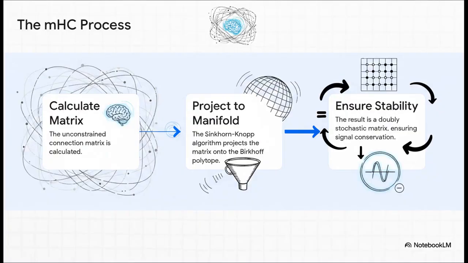So how does it actually work? Well, without getting too deep in the weeds, it's basically a three-step dance. First, the model figures out the connections it wants to make. Then, a very clever algorithm gently nudges those connections so they fit inside a strict set of rules. And the final result? A perfectly balanced matrix where the total amount of signal going in is the same as the total amount coming out. No more exploding signals, no more vanishing signals, just perfect, stable flow.